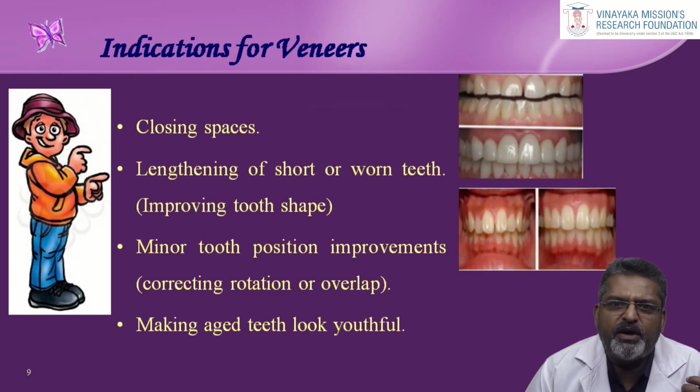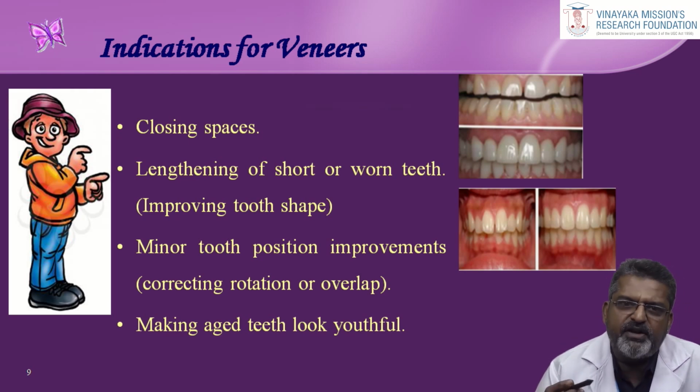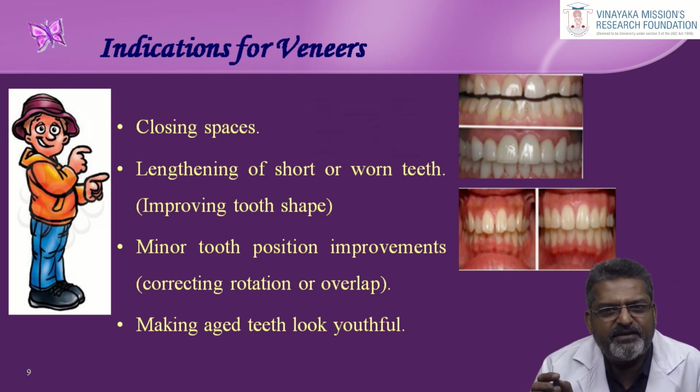Okay. Coming to the indications of veneering. This is going to be one of the interesting things. A lot of veneers are being done nowadays. So the first indication is closing of spaces. You can see here the patient has a midline diastema. Again you have to understand that large midline diastemas cannot be corrected with veneering. So veneering has its own limitations, and so does the material you use.